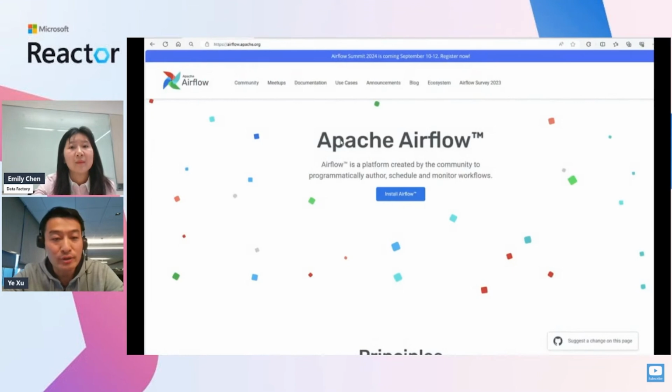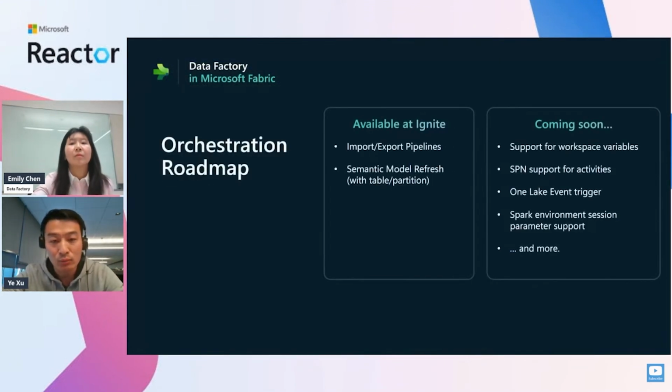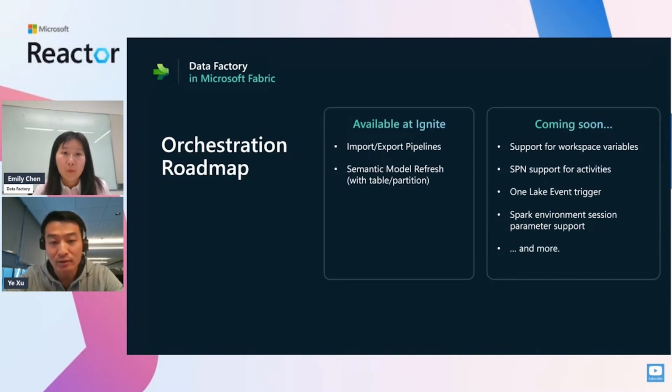Yeah, thank you for watching the demo. In terms of the orchestration roadmap, at Ignite just last week, we announced that you can now export your pipeline so that you can easily share your pipeline with your partner to co-work. And we also added a new activity called the semantic model refresh activity so that you can orchestrate refreshing your semantic model in our pipeline.